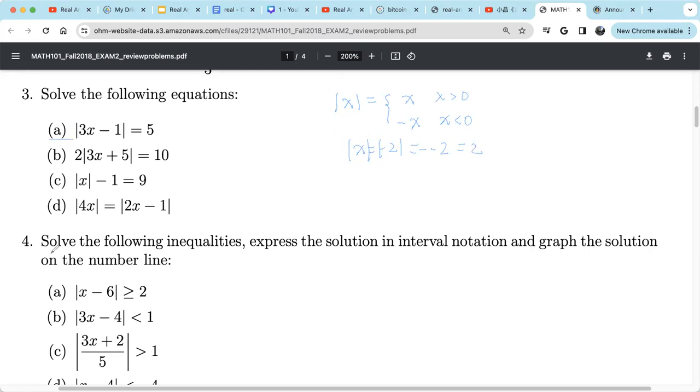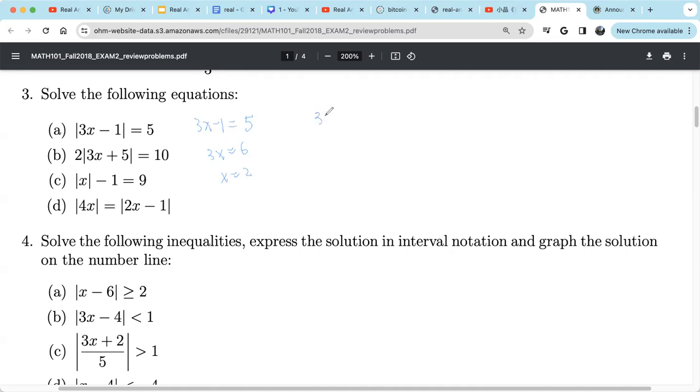So now let's erase this. So that means for A, B, C, D, right? For A, let's see A. For A, we have two cases. The first case is 3x minus 1 is positive 5. When we solve this, we get 3x equals 6, right? We add 1 on both sides, so x equals 2.